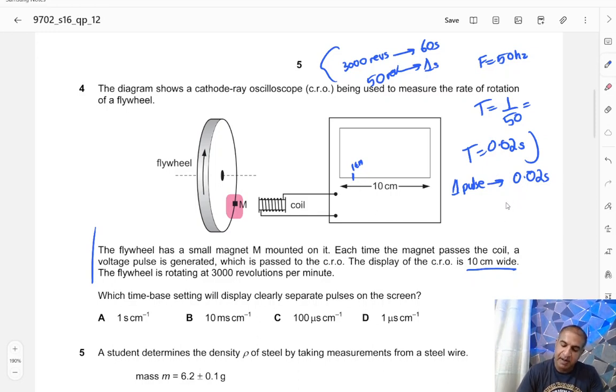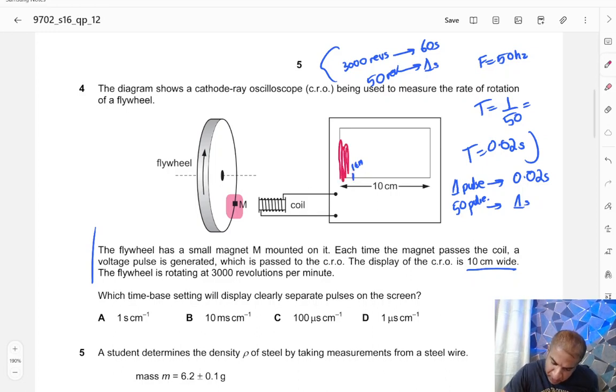So how many pulses are we getting in 1 centimeter? Let's just check this out. So 1 second would mean that we get, just cross multiplying this, 1 divided by 0.02. We're getting 50 pulses. My God, that is going to be a mess. So we would have 50 pulses in there. So this is obviously not acceptable. We need clear separation over here.